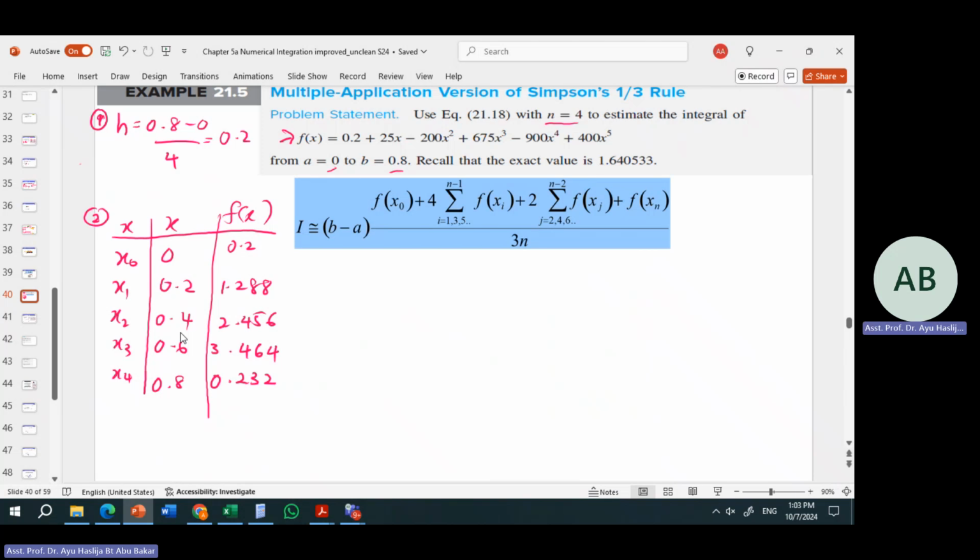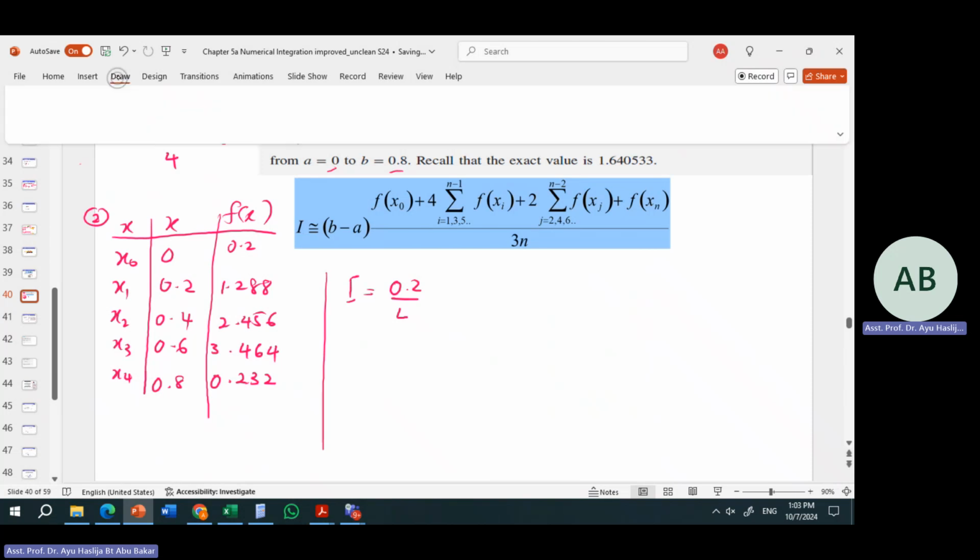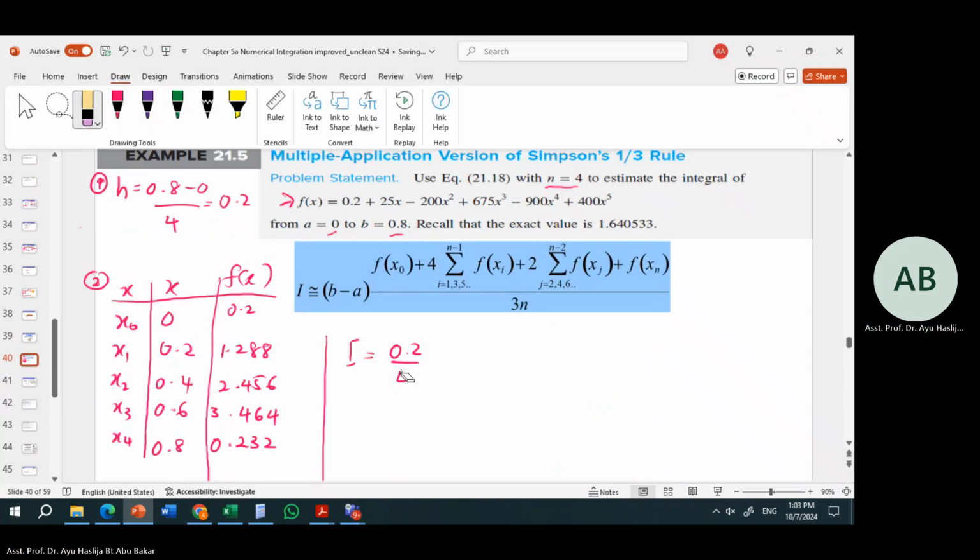So once you get the values of f(x), sub into the main equation. Okay, integration. H, your h is 0.2, over n. n is 4. Sorry, over 3. Okay, h over 3. This is your h. (b minus a) over n is your h.